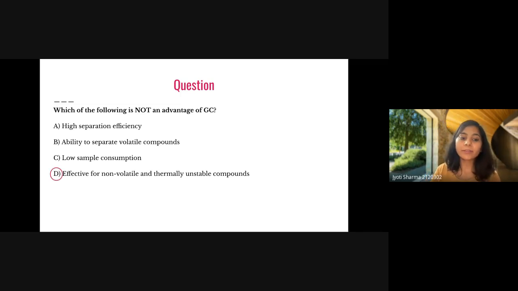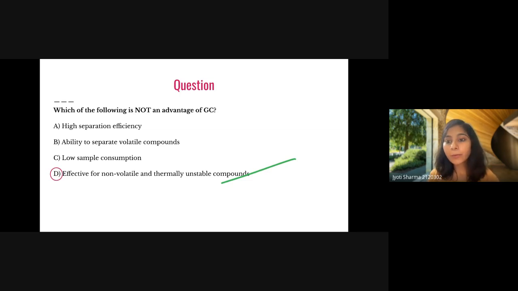Yes, I also agree with answer D. We have some advantages of gas chromatography, but along with that we also have some disadvantages. One of the disadvantages is that thermally unstable or non-volatile compounds can't be measured using this kind of technique. So these are not advantages, but disadvantages of gas chromatography. Let me show you the advantages and disadvantages.